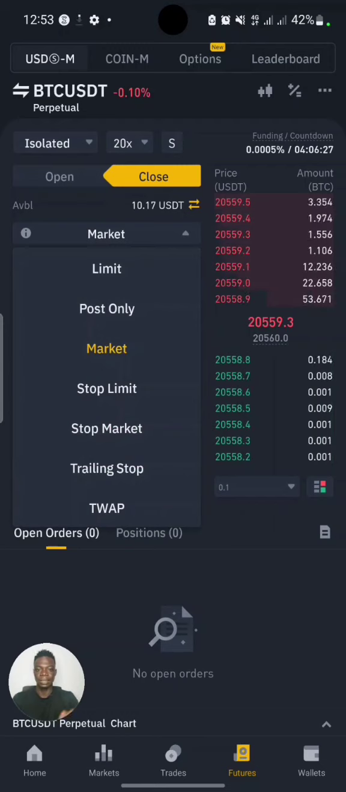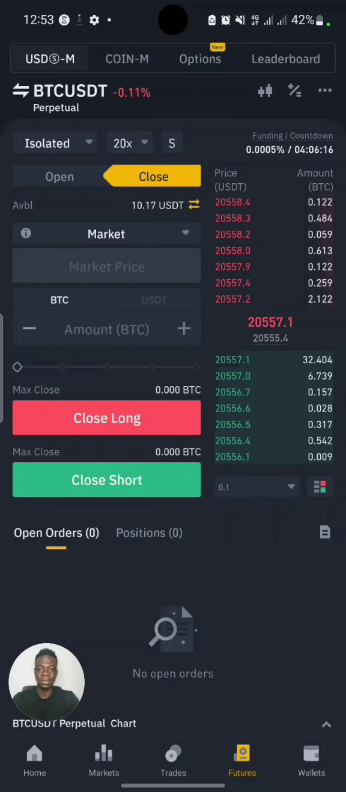market order. Yes, we have limits, we have post only, we have market order, we have stop limit, we have stop market, trailing stop, and then TWAP, right? Different order types that you can enter. Now most of the time I use market order and then the limit order.